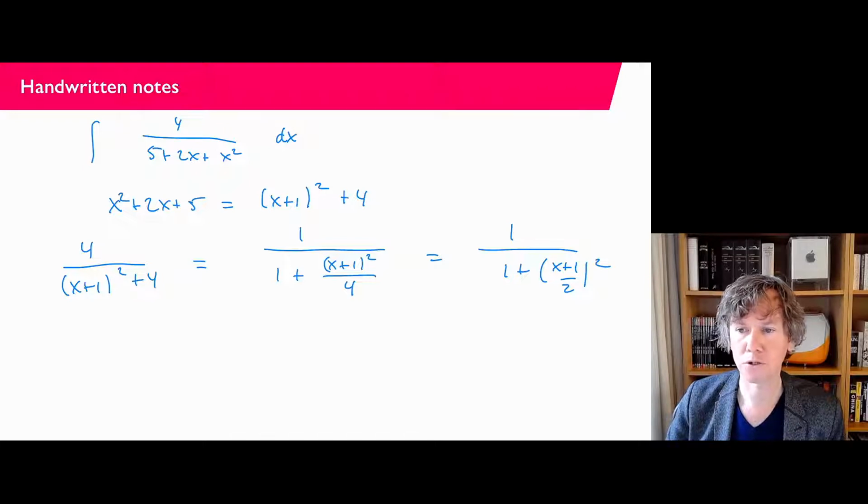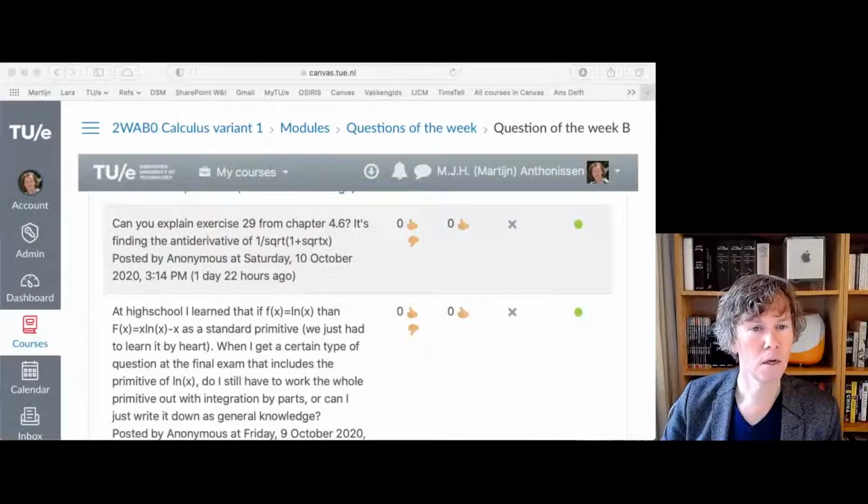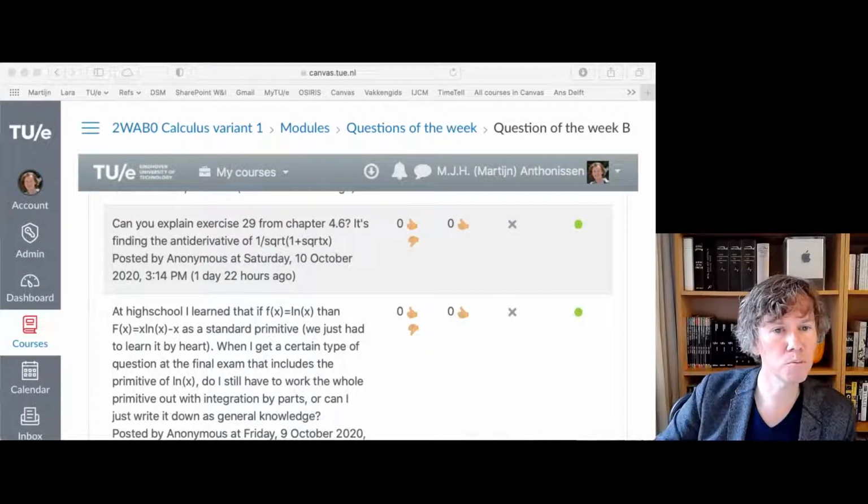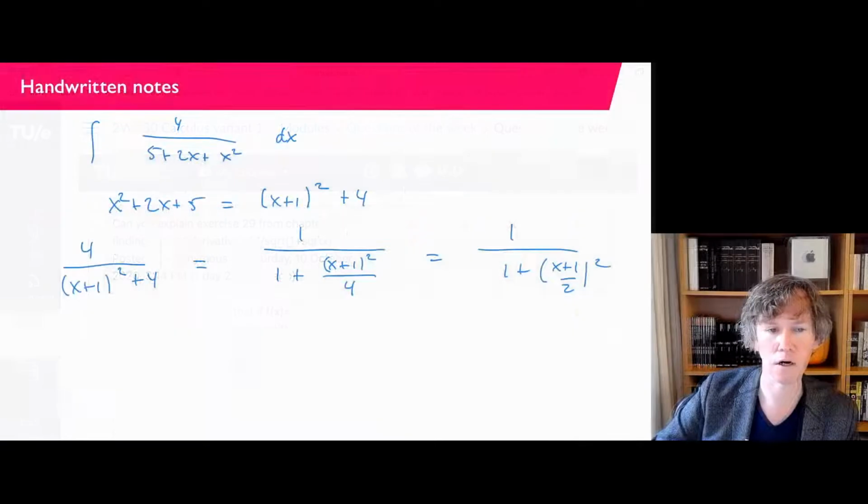Next question. So I'm switching back to Canvas. Canvas is here. Can you explain question 29? So that's finding the antiderivative of, and then a horrible expression. Let's go back to iPad.